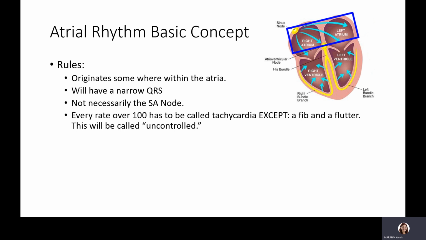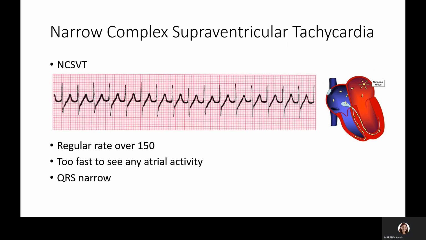same. Every rate that is over 100 has to be called tachy, except for AFib and except for a flutter. This we will now call uncontrolled. It wouldn't be wrong to call it tachy, but for the purposes of testing, you want to make sure that you mark it uncontrolled if it's over 100. If it is under 100, then it would be considered controlled.